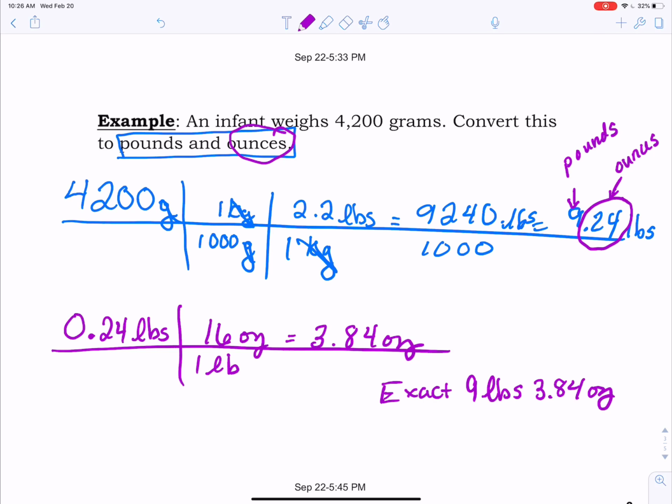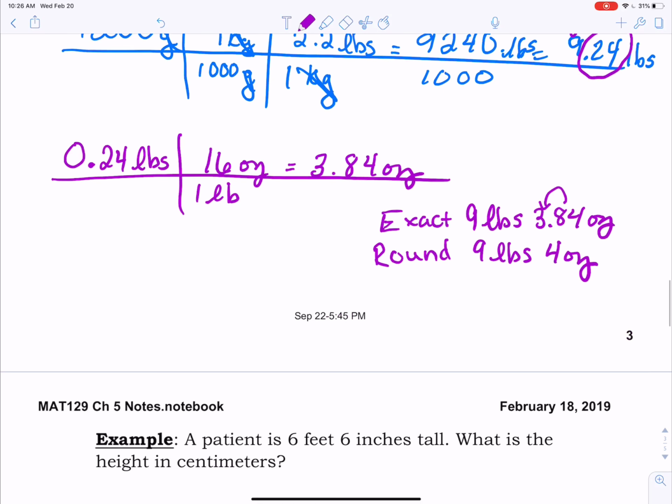Normally what they'll ask is for us to round to the nearest ounce. So if we did that, we'd have 9 pounds still, but that 8 would tell us to bump that 3 up to 4. So in our regular answer, what they would usually ask for is our 9 pounds, 4 ounces.